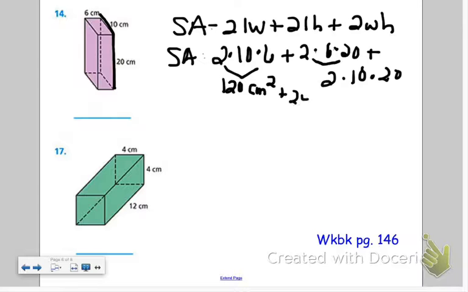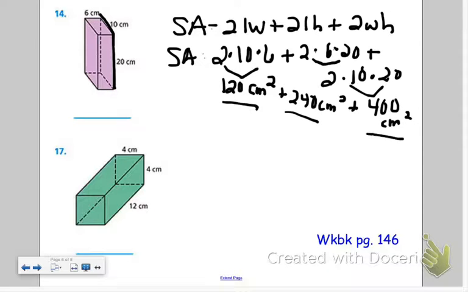I'm running out of space here. And then 2 times 10 times 20, that would be 400. So now I've got, this looks like the top and the bottom, this looks like the front and back, this is the left and the right. Now I just have to add them up. 400 plus 240 plus 120 is going to give me a total surface area of 760 centimeters squared.